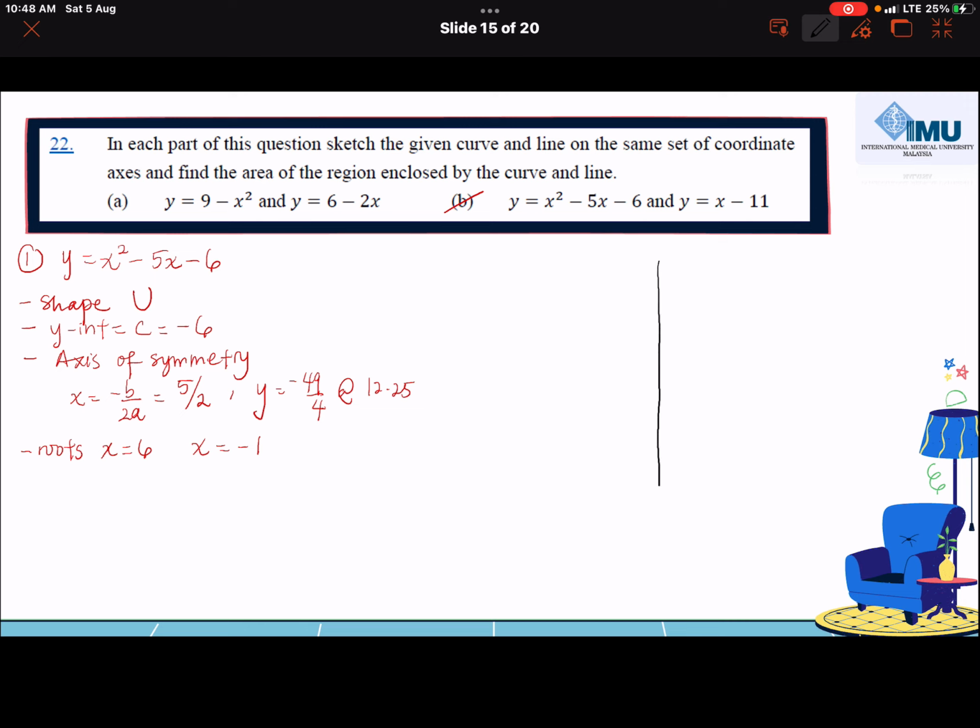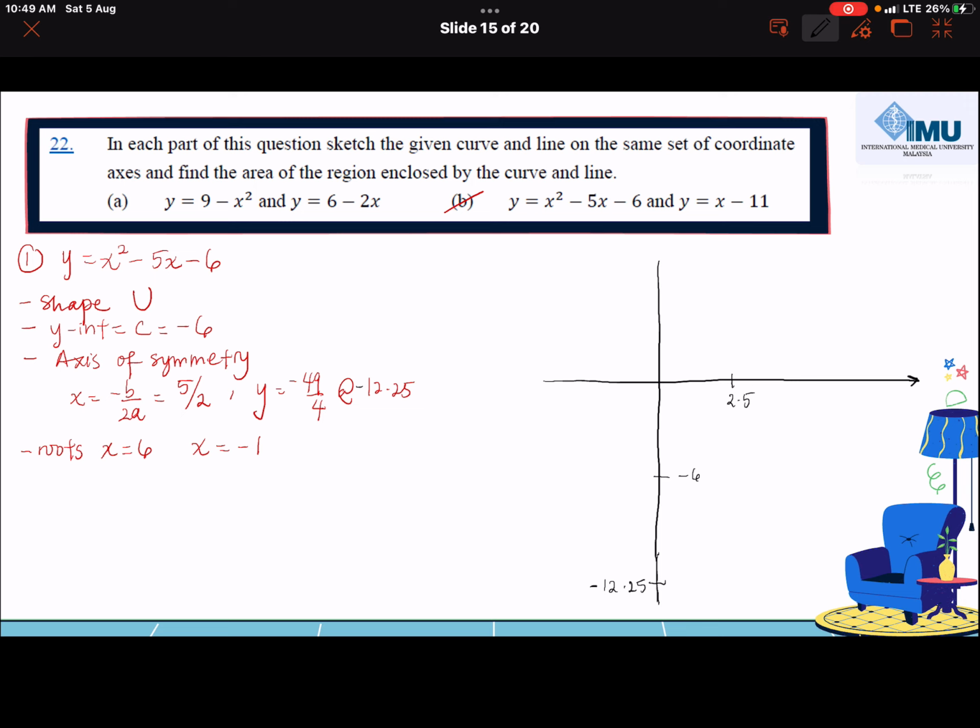Now, let's try to plot it together. Sketch the y-axis and x-axis. First of all, you know it's a U shape and it's going to intercept the y-axis at -6. So let's put -6 here. Next, the axis of symmetry happens at 5/2, which is 2.5. Let's denote it here, 2.5. And -49/4 will be far more at the bottom, which is -12.25. Don't forget the negative.